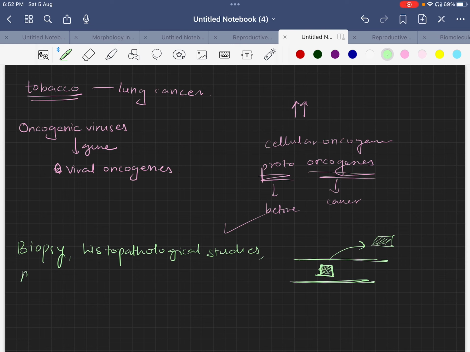Also blood and bone marrow tests for increased cell counts in the case of leukemia. In biopsy, a piece of suspected tissue cut into thin sections is stained and examined under a microscope. These are histopathological studies by a pathologist.